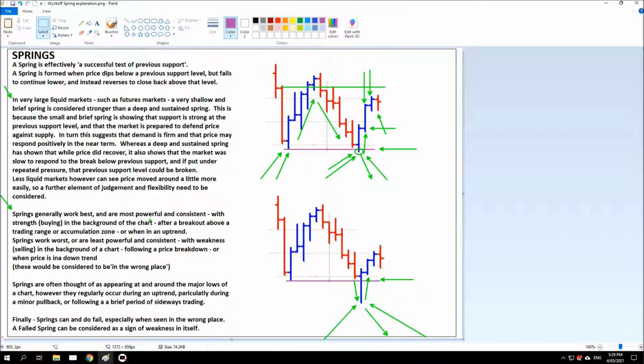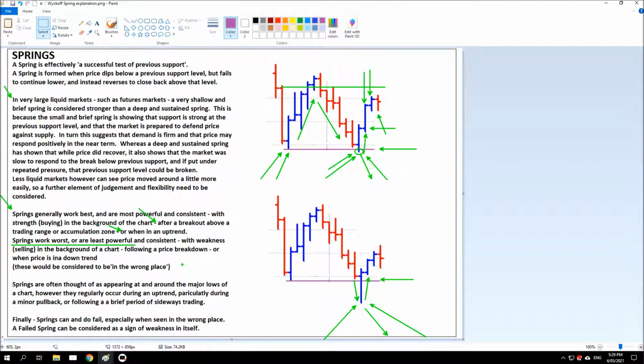Springs are also most consistent and powerful after a breakout above a trading range or an accumulation zone, or when price is in an uptrend. Springs work worst, or are least powerful and consistent, with weakness or selling in the background of a chart, following a price breakdown, or when price is in a downtrend.